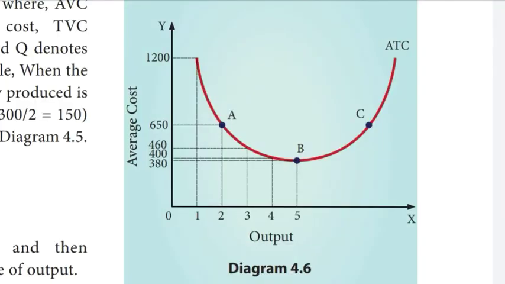the ATC curve is a U-shaped curve. Initially, the average total cost declines, reaches a minimum when the plant is operated optimally, and rises beyond the optimum output. The U-shape of AC reflects the law of variable proportions. Next, marginal cost.